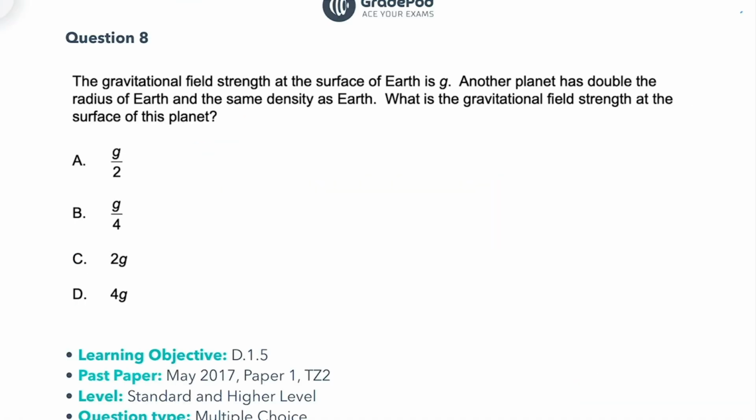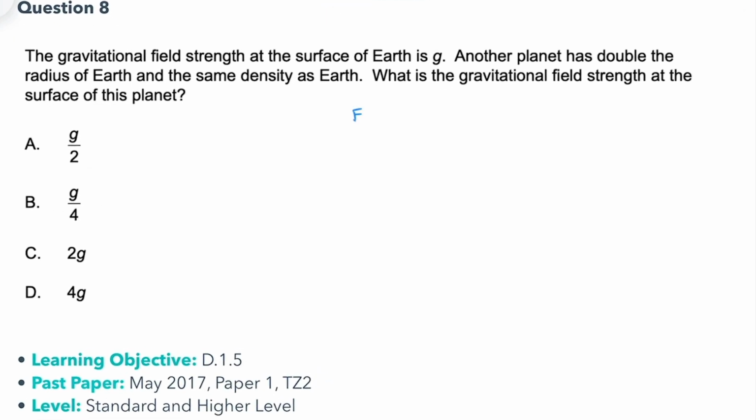Question 8. The gravitational field strength at the surface of Earth is g. Another planet has double the radius of the Earth and the same density as Earth. What is the gravitational field strength at the surface of this planet? Another little diagram coming on. This is Earth. It's got a radius of r and a mass of M. This other planet, let's call it planet X, has double the radius, 2r. Hasn't said anything about the mass, but we know it's got the same density.